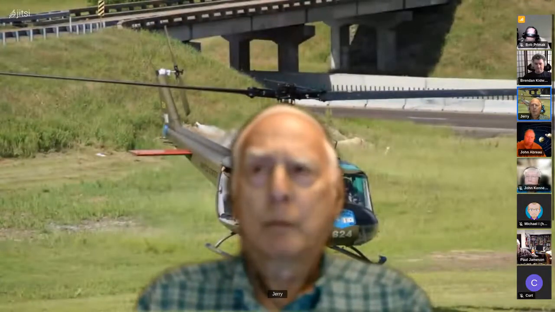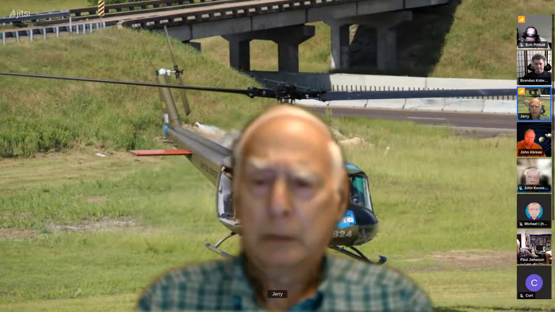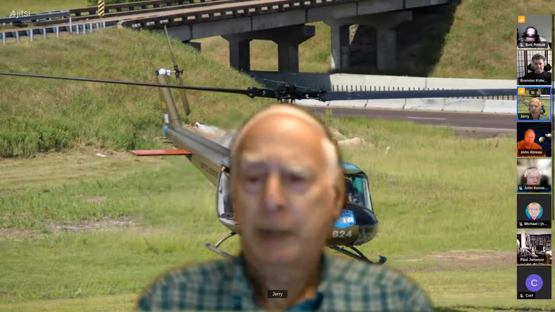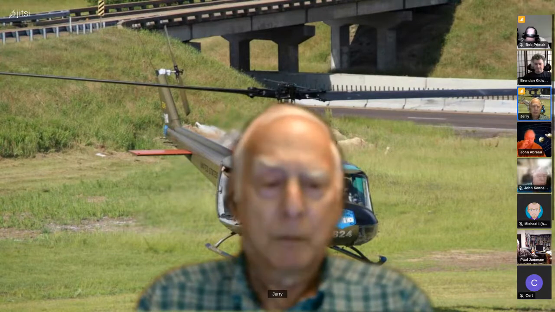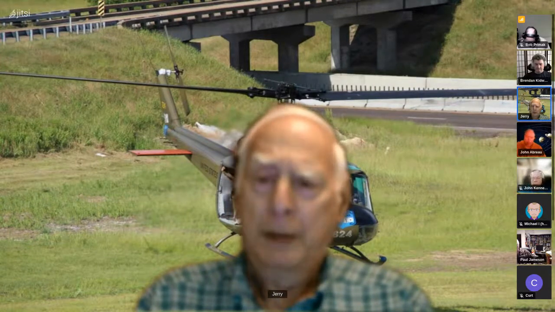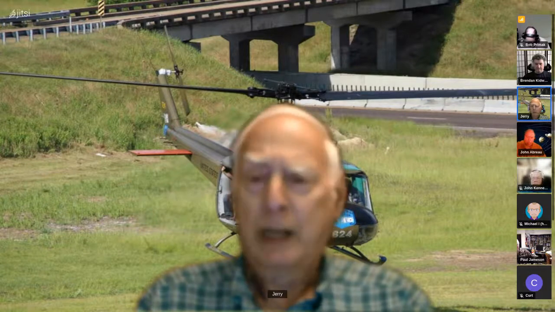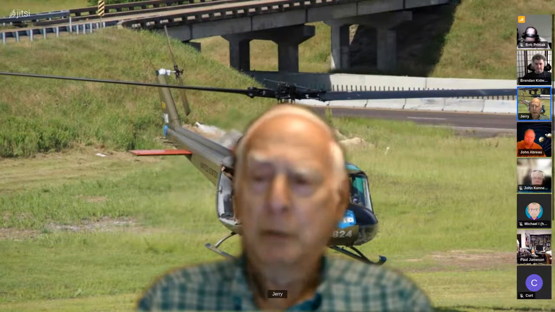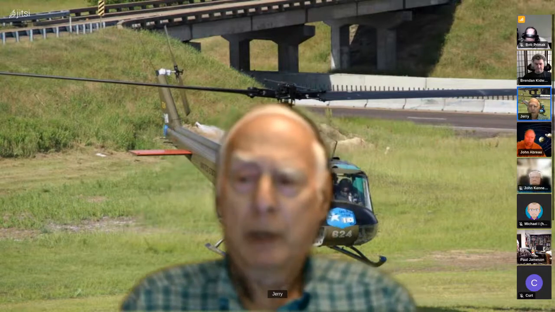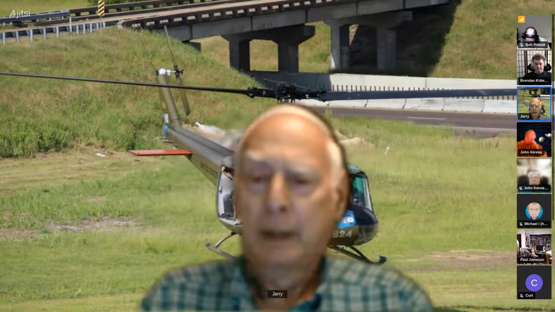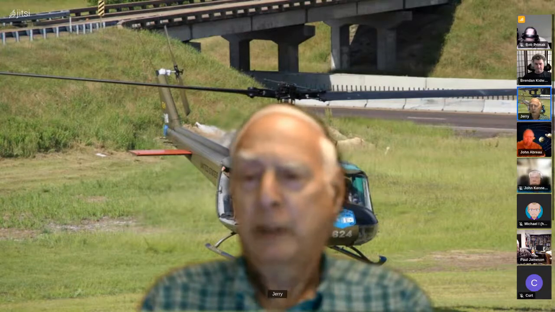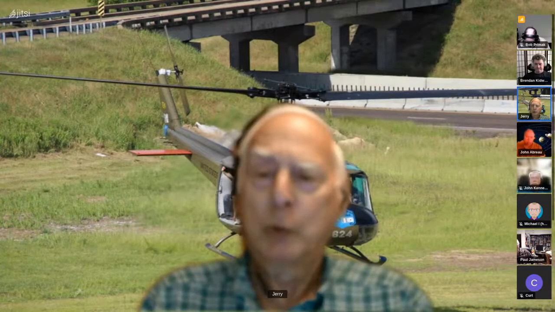There was a show, what's the name of the TV show? Expedition X. And they had a thing on DeLoreans. They were tracking down the actual DeLoreans that were used in the movie Back to the Future and subsequent movies. Did they find them?